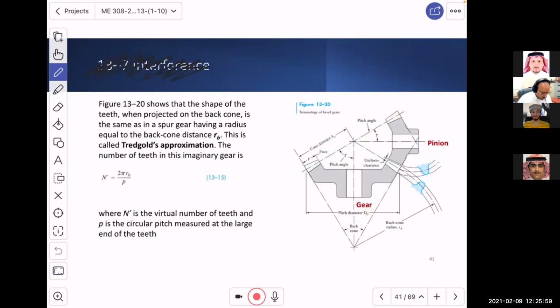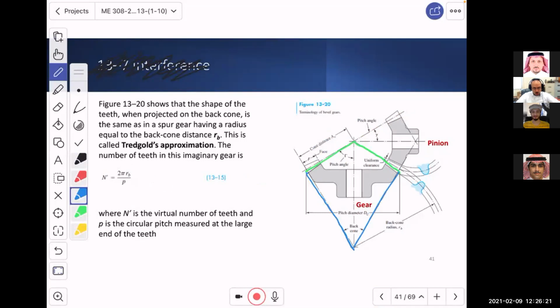Now, what is interesting here is that if you look at the back cone, so we said that this is the front cone, and then if you look at the back cone, which is this one, you go to the other side, you go with the angle of the teeth and you shoot down. And then you go for the other one, which is going to have a back cone like that.